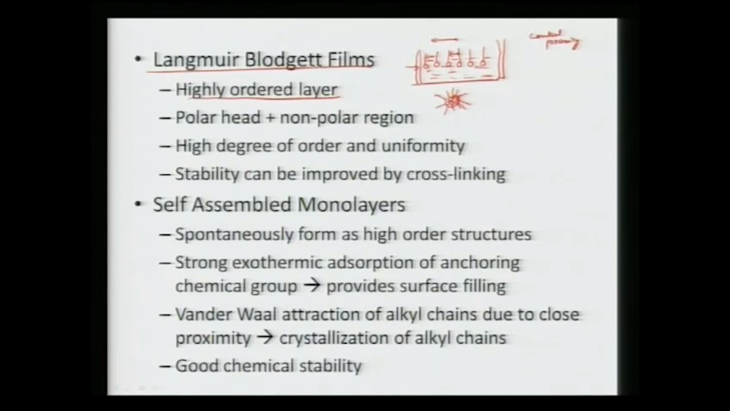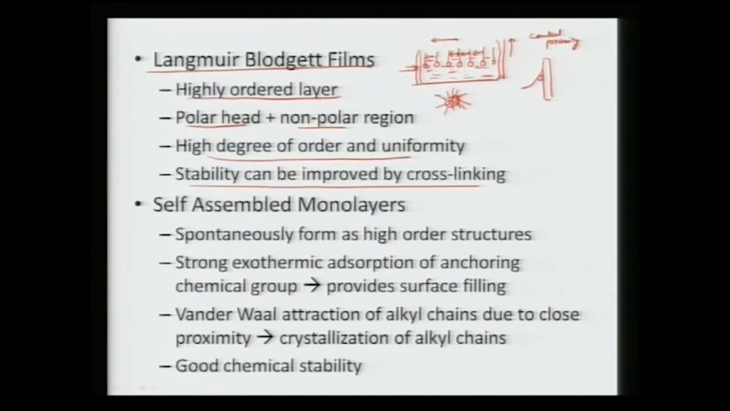So, we can see that Langmuir-Blodgett films have a polar head and a non-polar tail. The polar head is basically out here and the non-polar tail is sitting on the top, and again it provides a high degree of order and uniformity, and stability can be improved by cross linking. If we somehow cross-link all these chains with each other, we can improve its stability. And if you want to coat it, what we will do is just start pressing it and start lifting this particular substrate. So, in the process all these heads will start getting deposited.